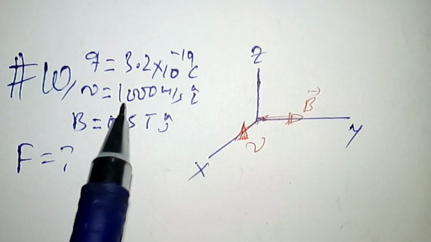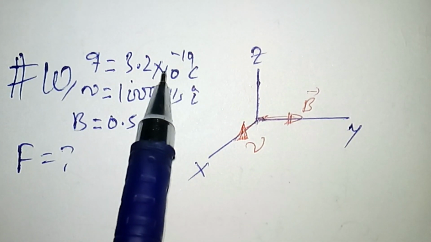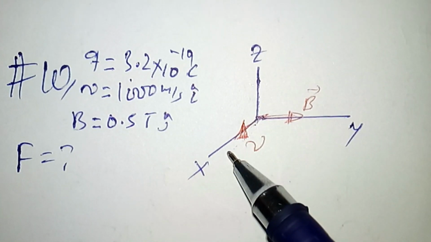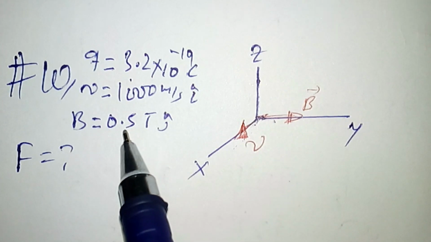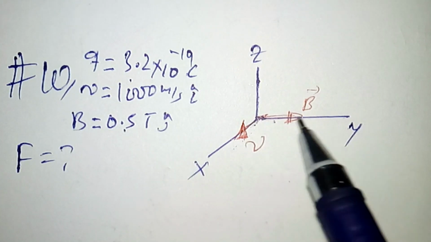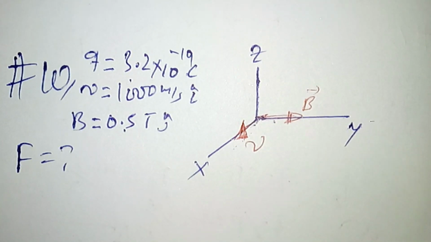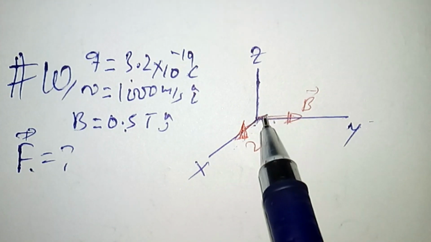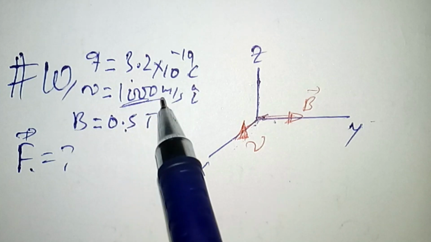A positively charged particle of charge 3.2 times 10 raised to minus 19 coulomb is moving along the x-axis in a magnetic field of strength 0.5 Tesla in the positive y-axis. Then what is the force on this charge if it is moving with a velocity of 1000 meter per second?